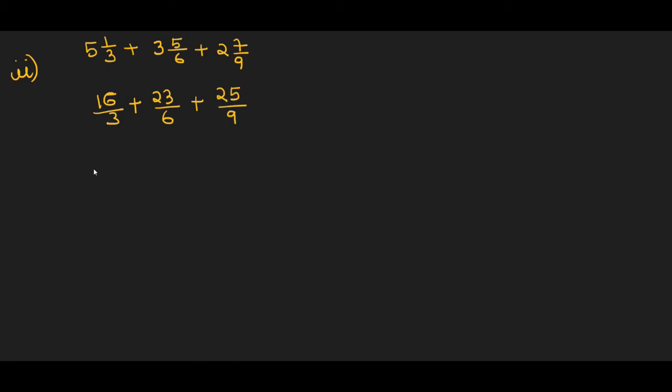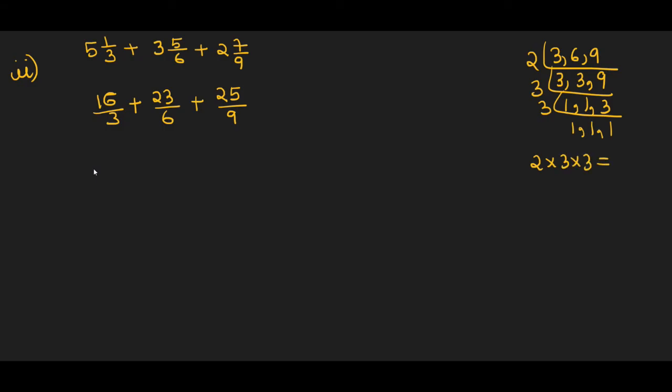And now you will find the LCM here, children. 3, 6, 9. So now 3, and again 3. So LCM is 2 into 3 into 3. 3 3s are 9, 9 2s are 18. So the LCM out here comes out to be 18.